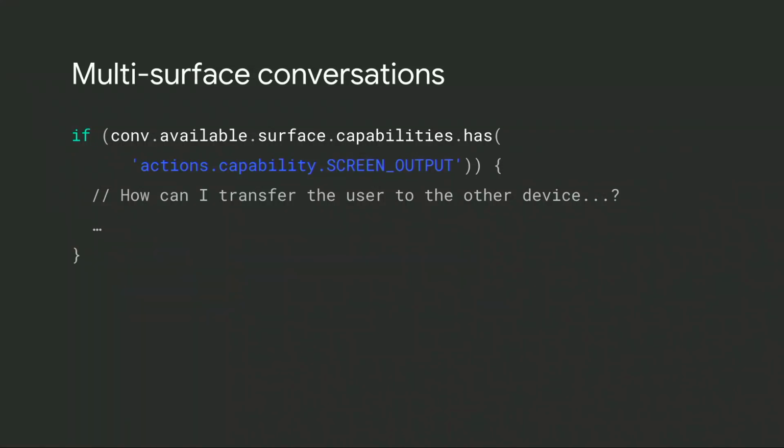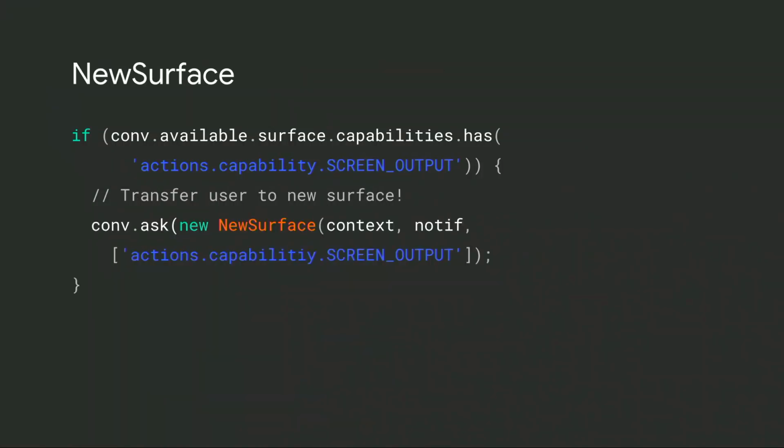Again, in the client library, we have a function to help you inspect if the user has a certain capability among their devices. Now we determine that the user has a device with this capability. How do we transfer the user to the other device? We have a function, ask for new surface, that does this. And you can give it a notification that will appear on the target device, in addition to the list of capabilities that you require for continuing your conversation.